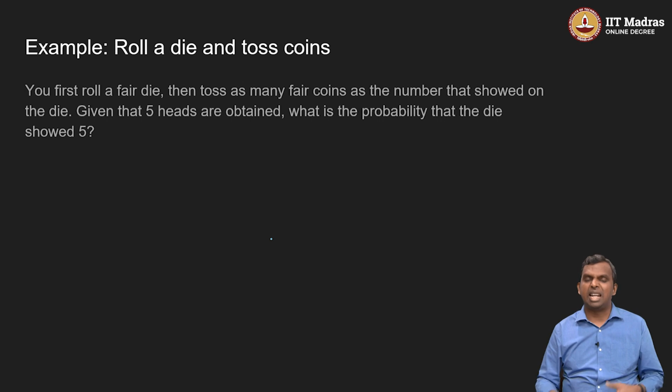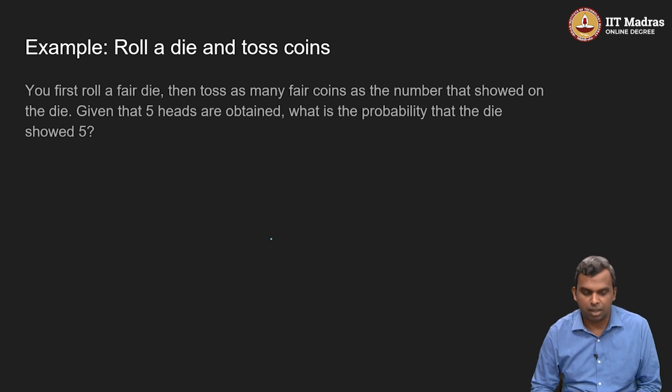Okay, so here's a slightly more complicated situation. Maybe the computations are going to be a bit more painful. So let's look at this. There are 2 steps. Once again, you roll a fair die. You may get an answer from 1 to 6.